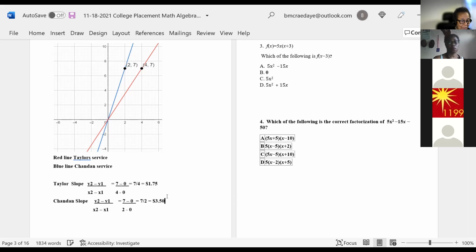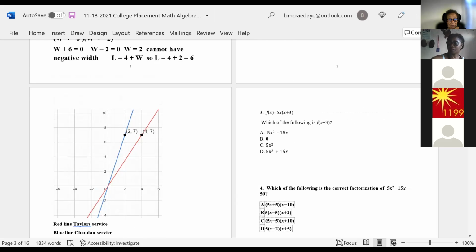Now, this is the rate of change. So that represents the cab service price. I think it was in per mile. Okay, so let's go back to what we were looking for.